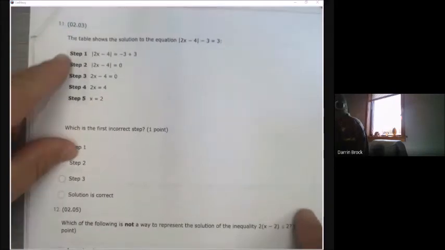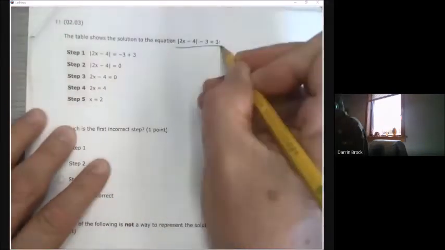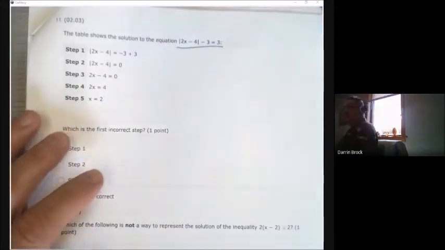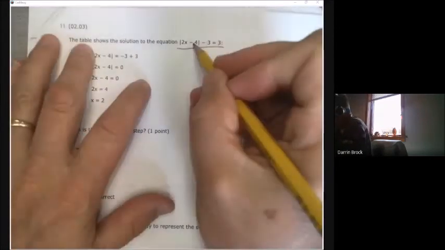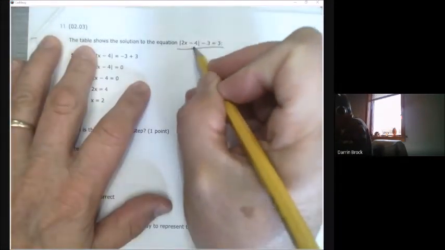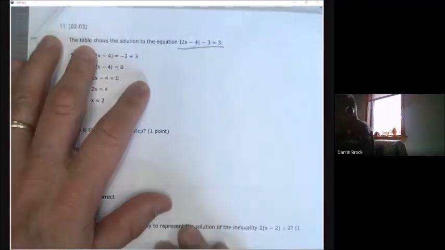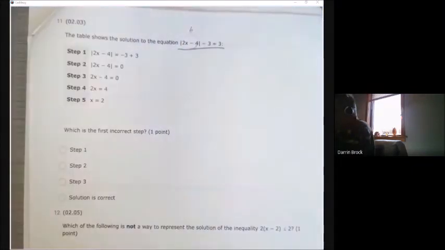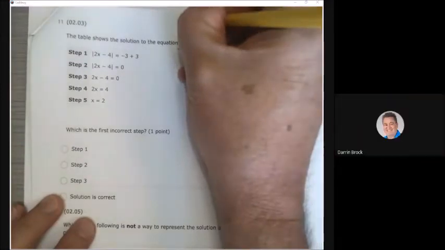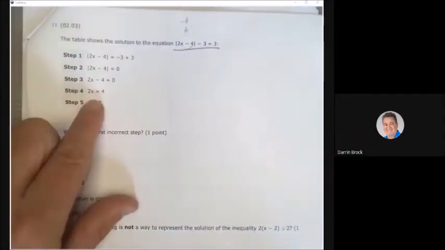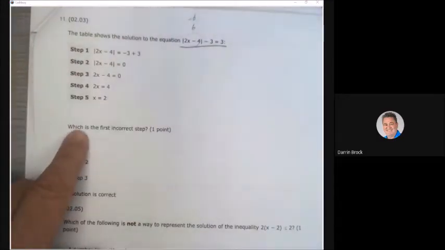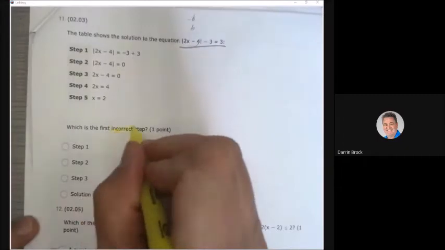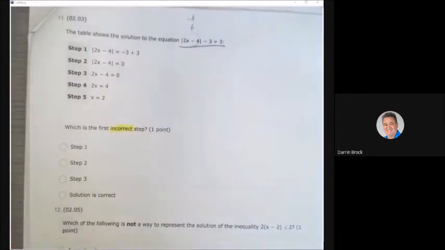All right. Here's another one. And here's the equation. Absolute value of 2x minus 4 minus 3 equals 3. Okay, well, there should be a solution to that because we can take a positive number, subtract 3 from it, and get 3, right? So it could be a 6 or a negative 6 inside there, and it'll be 6 when it comes out. So this shows the solution. Let's look at what it's asking while we go through this. What's the first incorrect step? That's the key word. What's the first step that's wrong?